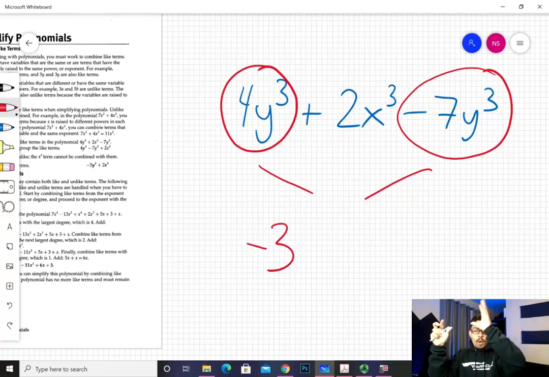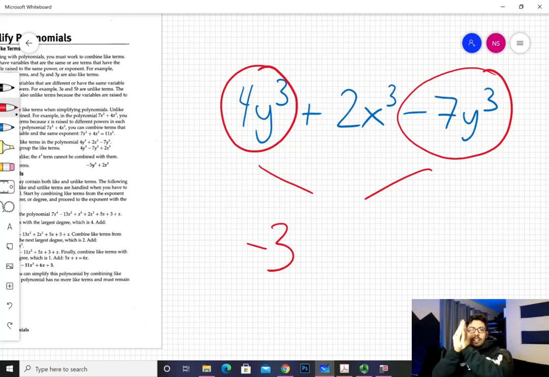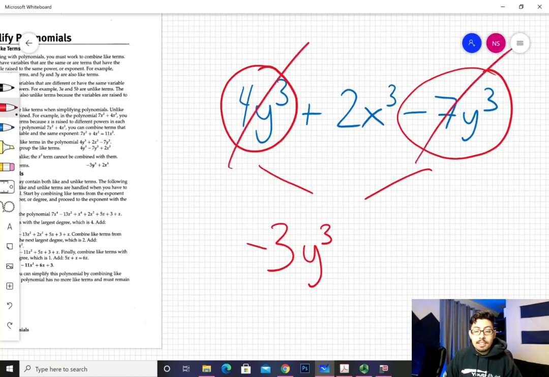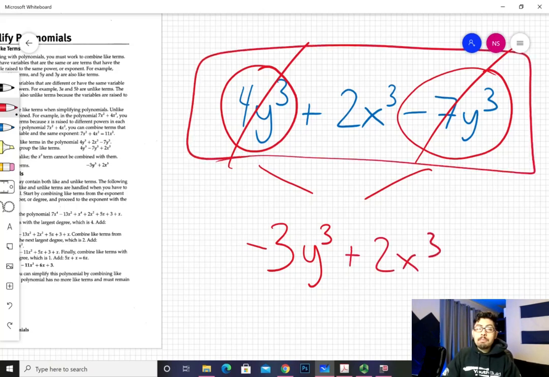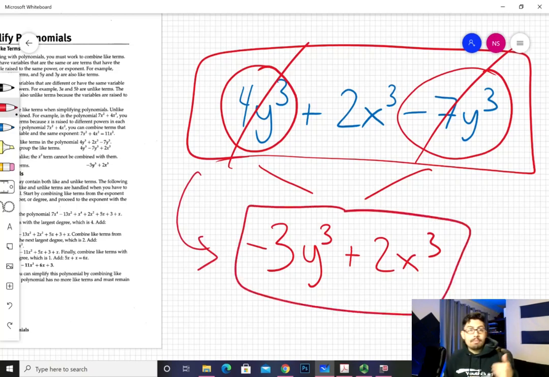They combine. The 4y cubed and the negative 7y cubed, they just combine. You do nothing with the exponents. You don't do anything with the letters. You just bring them down. And those two have been combined. And then again, this was the loner here. It just gets brought down to your final answer, plus 2x cubed. So we just got a 3-term expression and we simplified it down to a 2-term expression. That is what we're doing here. We are simplifying. Let's do another one.